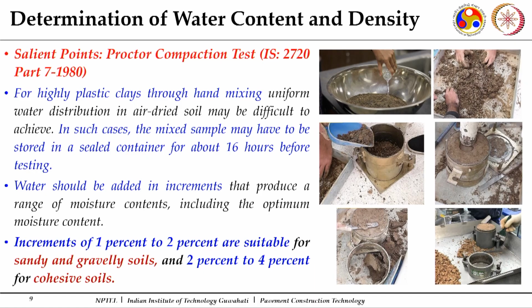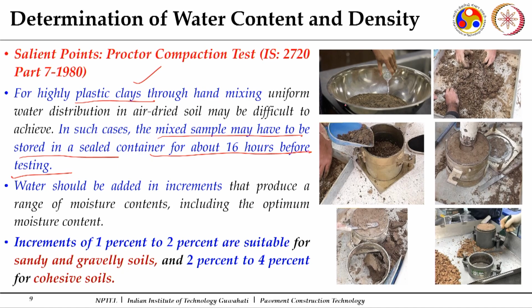So, if you are experiencing that uniform mixing is not there, it says the mixed sample may have to be stored in a sealed container for about 16 hours before testing, especially when plastic clays are there. So, hand mixing may not be good enough. You need to store it so that the water is absorbed by the soil mass in this given amount of time, and then you do the compaction procedure.